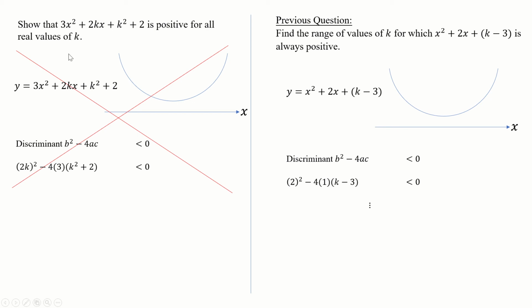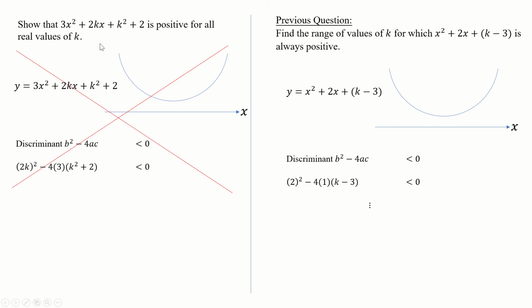In this question, we are supposed to show that 3x squared plus 2kx plus k squared plus 2 is positive. We are supposed to show this. So we cannot actually assume that this condition is true. We cannot assume that the graph lies entirely above the x-axis. We have to show this, not use this as an assumption. But in the previous question, we can do that. This is because in the previous question, we want to find the range of values of k such that this condition holds. So the question really tells us that this condition holds. Find the range of values of k for me.